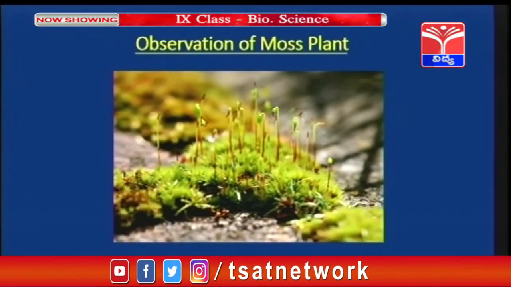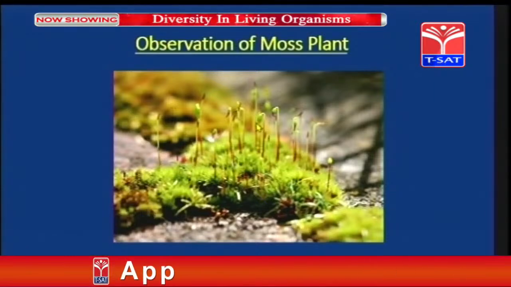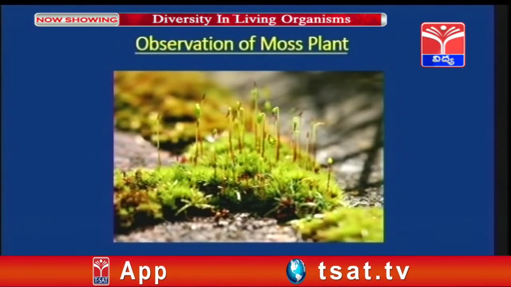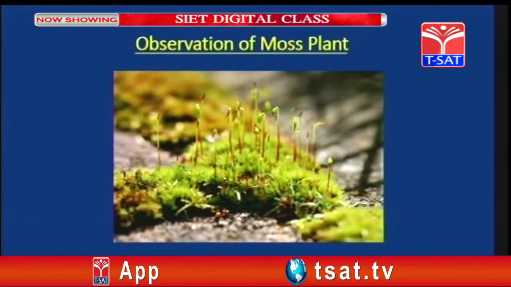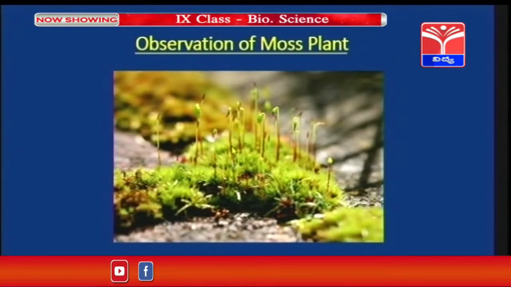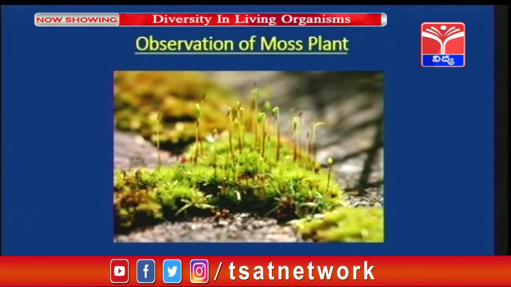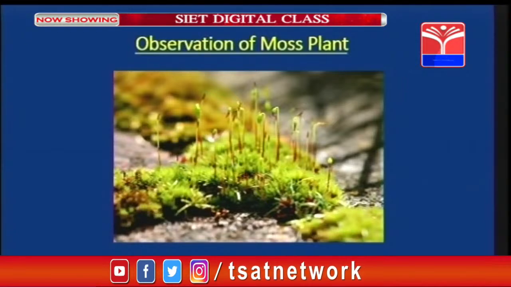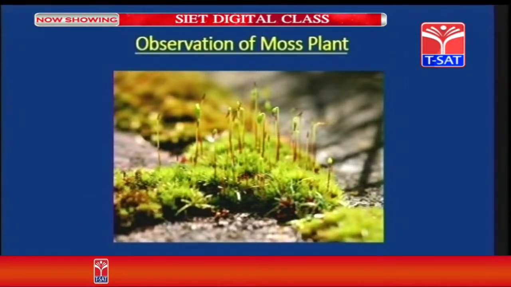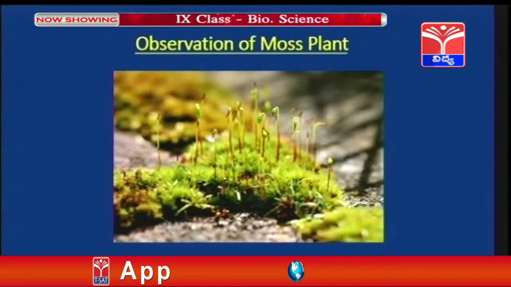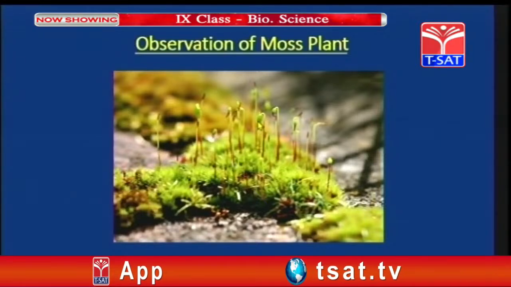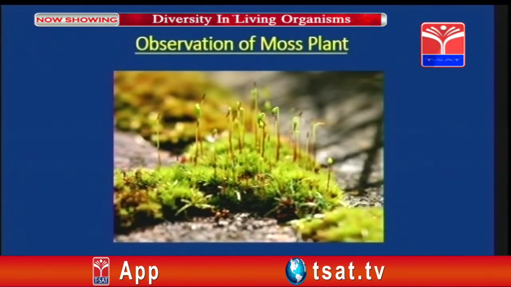Observe a moss plant. Children, when you are seeing this image, what can you understand? You feel that this is a flower, but children, this is not a flower. Where do you find them? During rainy season, you find green color velvety patches near the bricks, near the walls, wells. When you scrape that and see under a microscope, you find these structures. These are not flowers, but these are spores, that is sporangium.